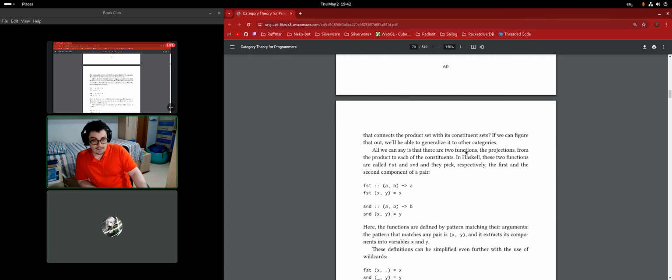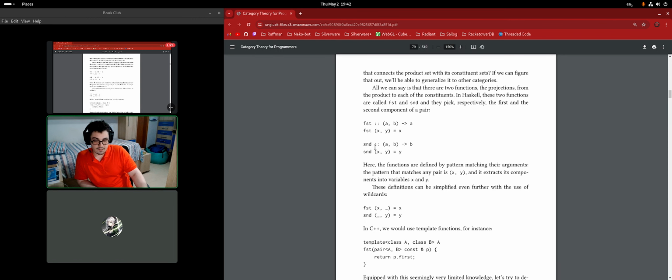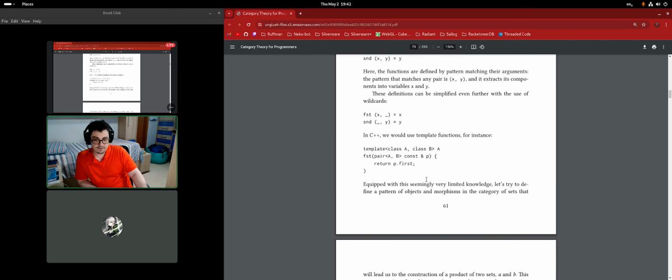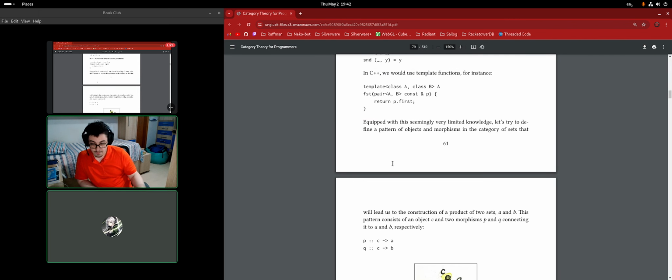Cool. And then we're gonna have two functions which have very interesting names called projections. And then these are very famous first and second functions. So these are their types and definitions. You can remove the type signatures. You can use wildcards. This is the C++ version. Nobody cares. Here's where my problem starts.